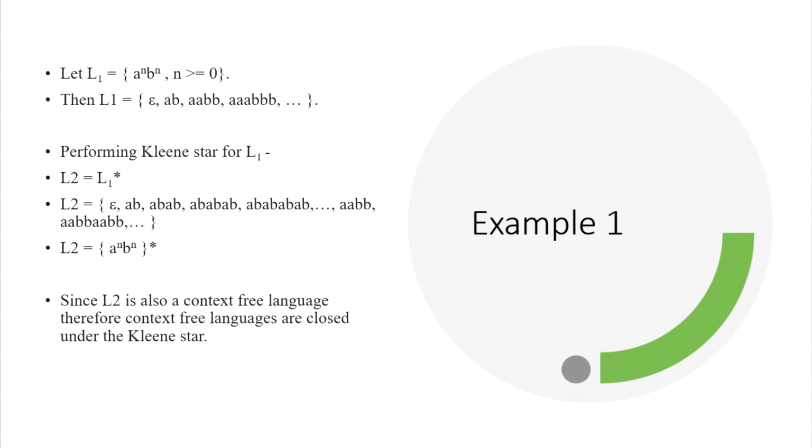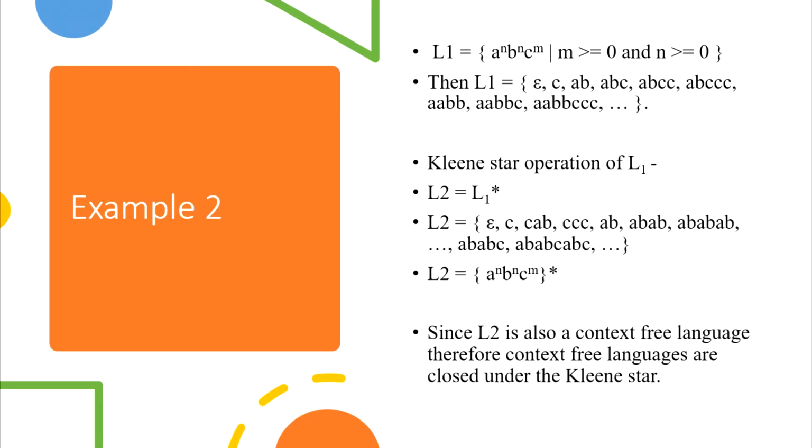And so our first observation is that if we have a context-free language L1, and we do the L1 star operation, then the set that we get after that is also a context-free language. And now we will go to example 2 and see what happens there. So in example 2, I have taken L1 as a to the power n, b to the power n, and c to the power m. And L1 basically consists of strings like epsilon, c, ab, abc, ab double c, basically such that the number of a's and number of b's are equal, but the number of c's vary.